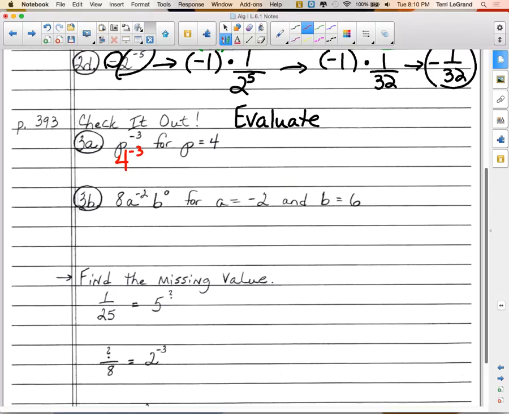So we have 4 to the negative 3 power. 4 to the negative 3 power can be simplified, get rid of the negative power, as 1 over 4 to the 3rd power. And now, again, try not to use your calculators. 1 over 4 to the 3rd power. Well, 4 times 4 is, okay, 16. And 16 times 4 is, yes, 64. So we get 1/64.